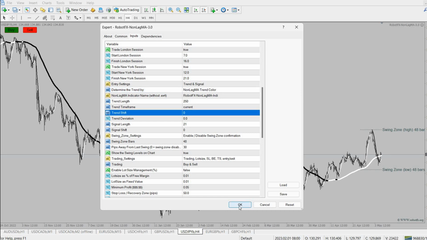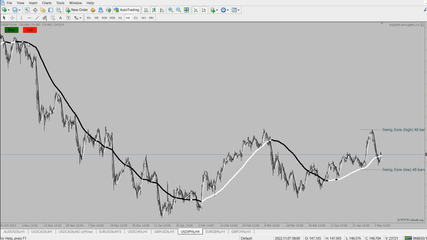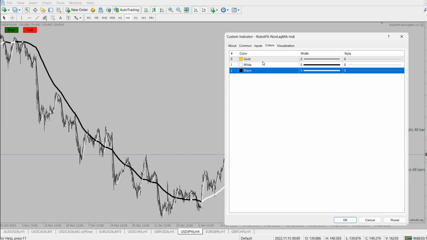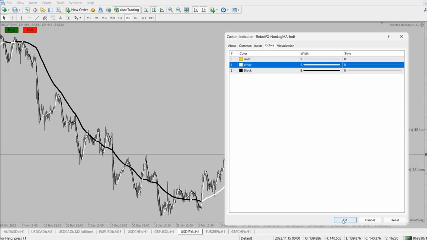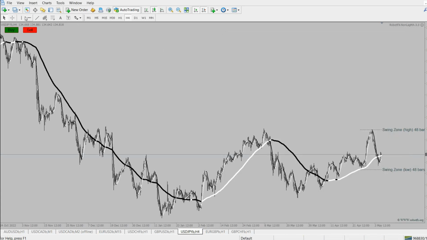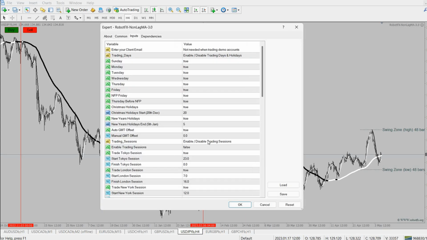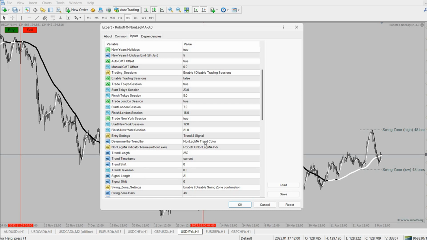About the color, the expert advisor will consider a downtrend when the indicator is black, which is the downtrend color for me. You can change the color in its settings. So black for me means down and white means uptrend. So the expert advisor will have considered selling from here until here, for example, and then it will focus on buying because the trend changed into white. And this is how the expert advisor uses the first option to determine the trend, by the trend color.